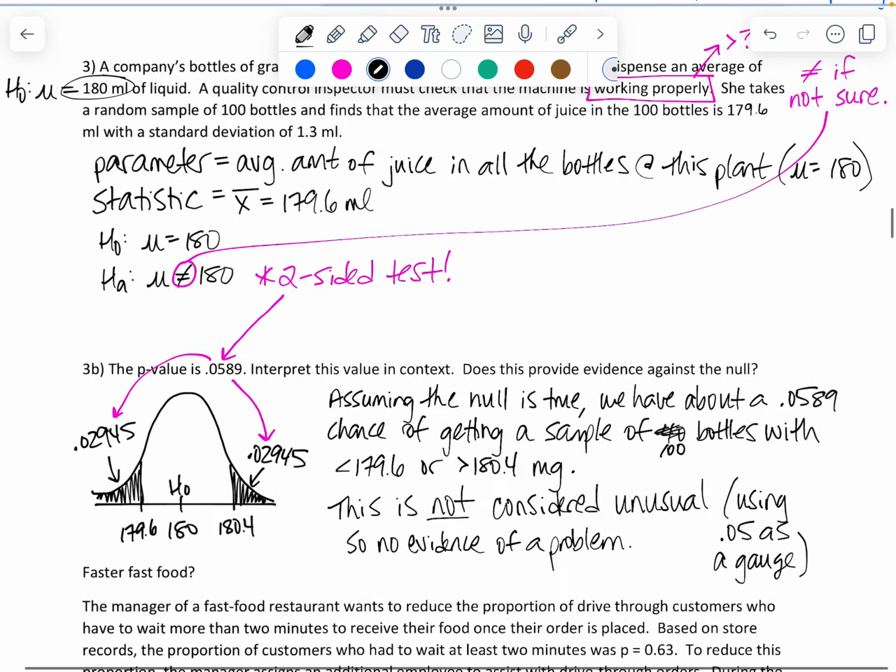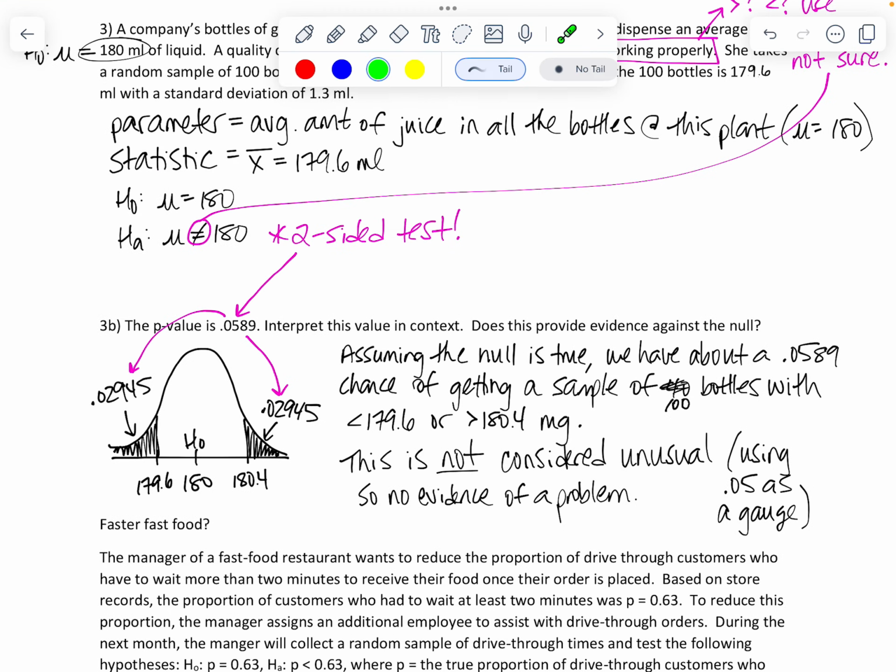Bottles with less than 179.6, that represents this tail, or greater than 180.4, that's this tail. This is not considered unusual, even though it's really close to 5%. So we are not considering it unlikely or unusual. We do not have evidence against the null hypothesis.